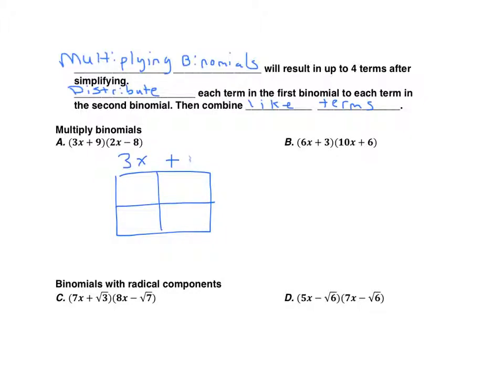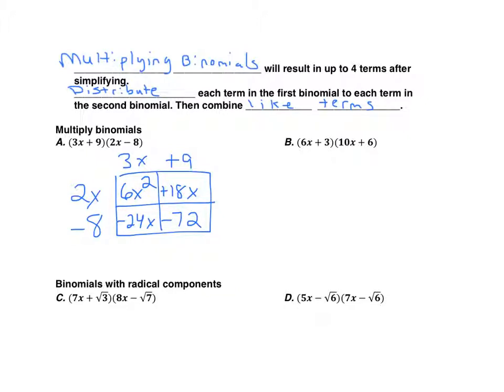3x plus 9 on the top and 2x minus 8 on the bottom. And then we're going to multiply 3x times 2x, which is 6x squared. 2x times 9 is a positive 18x. 3x times negative 8 is negative 24x. And positive 9 times negative 8 is negative 72.